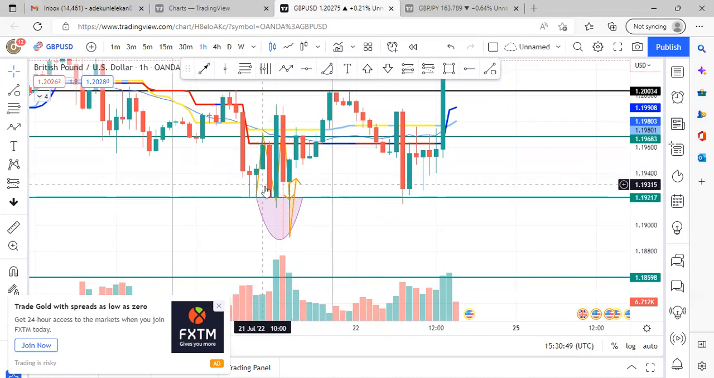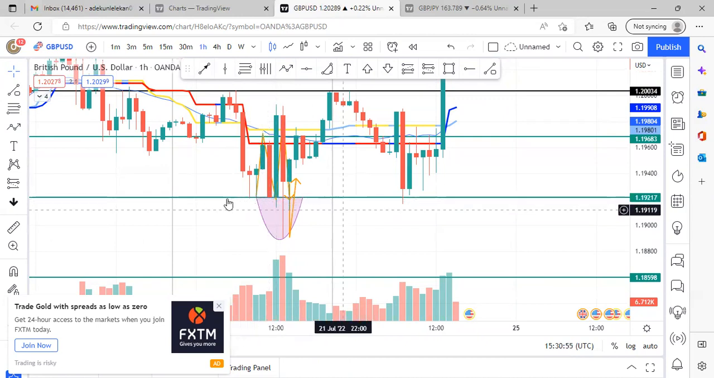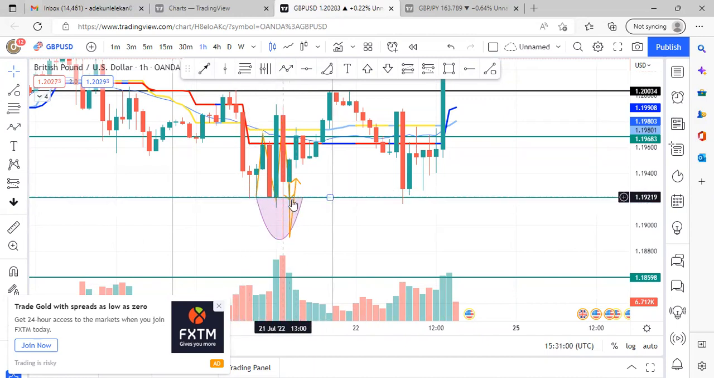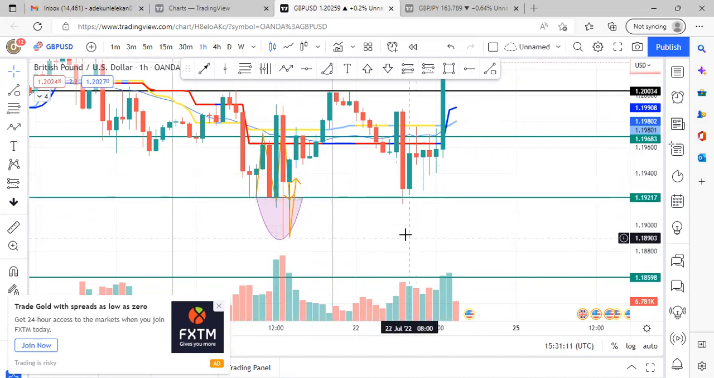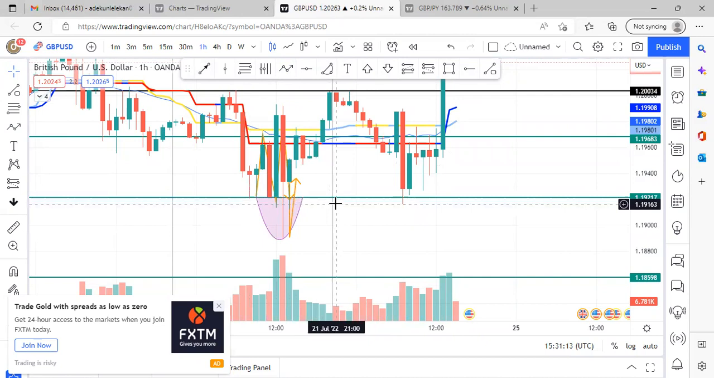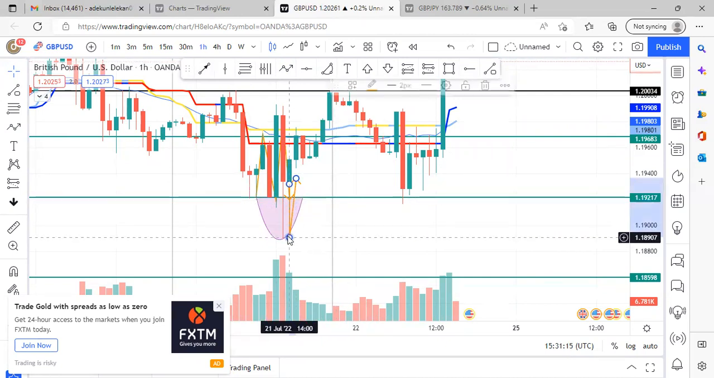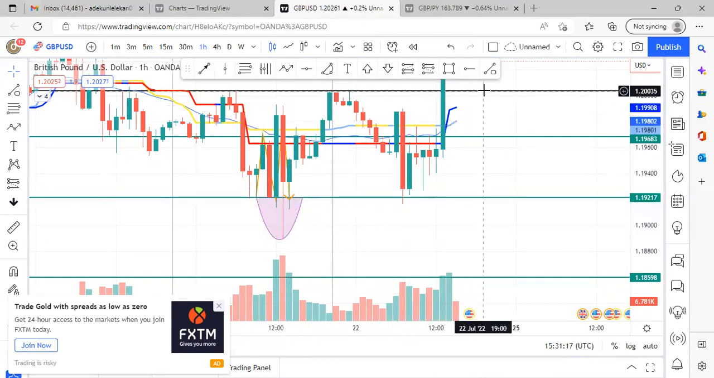Even if you see this previous red candle, it did not break the support. This previous candle did not break the support. And this recent red candle came all the way down and even went back up and closed above this support level, right? So that is the easiest way to identify a fake out in the market.